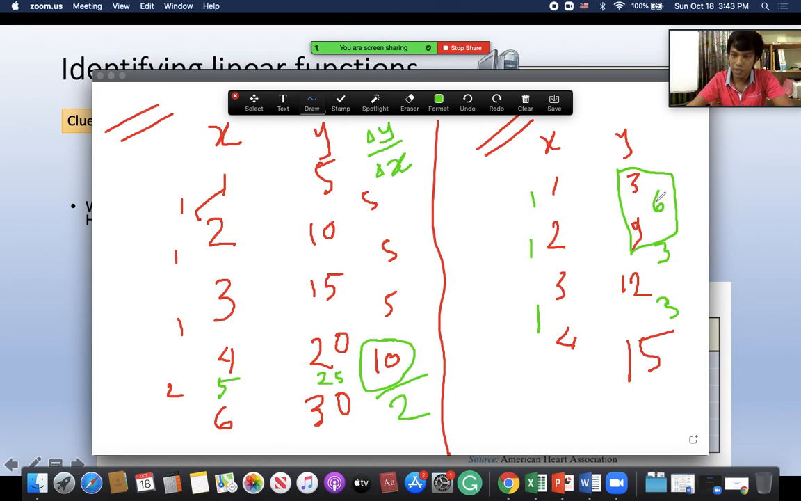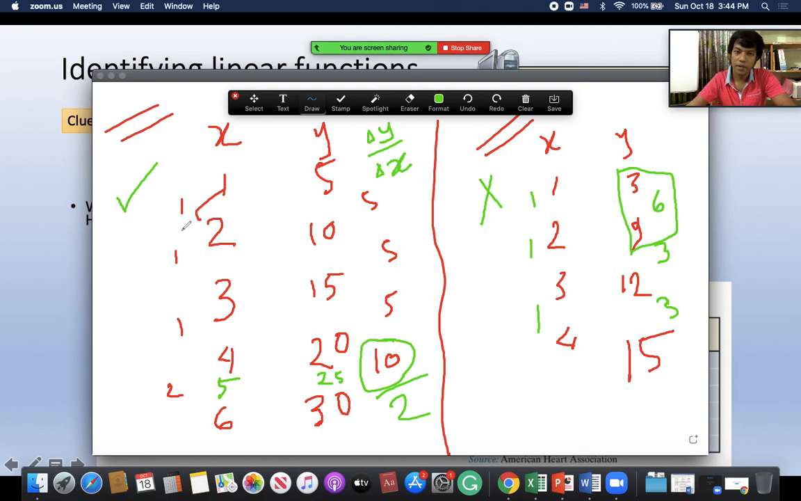If you take the ratio, 6 divided by 1 equals 6, 3 divided by 1 equals 3, and 3 divided by 1 equals 3. So for this value it comes to 3, and for this value it comes to 6. Basically, the ratio is not the same here. Delta y by delta x is not the same here. So it is not linear. This data set is not linear. This data set is linear.